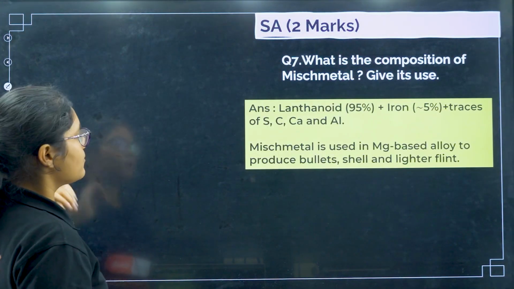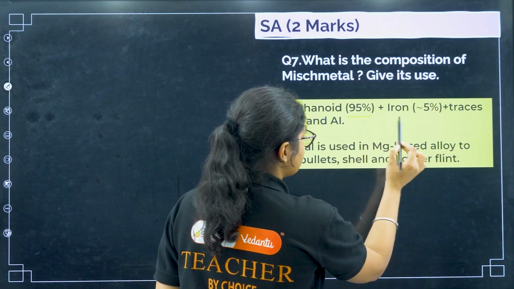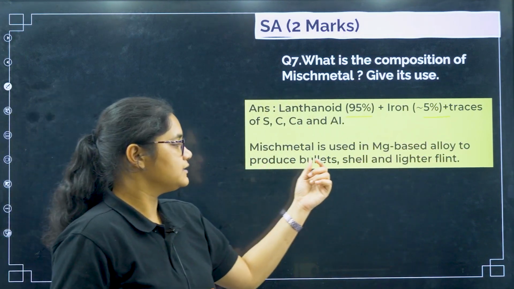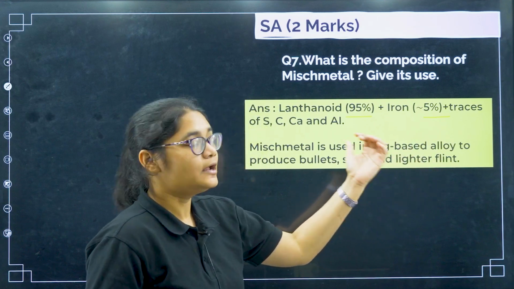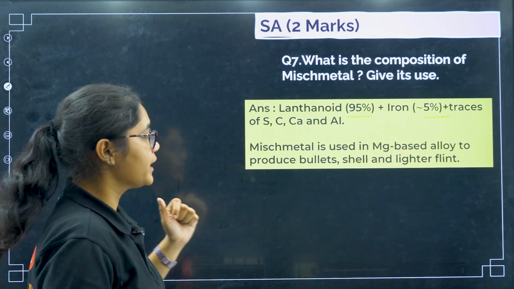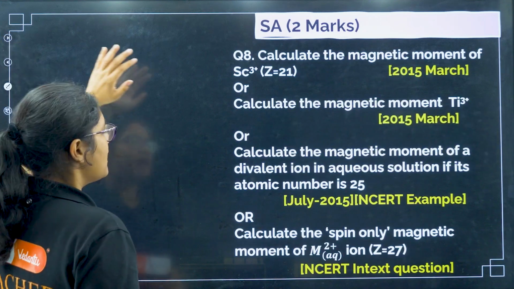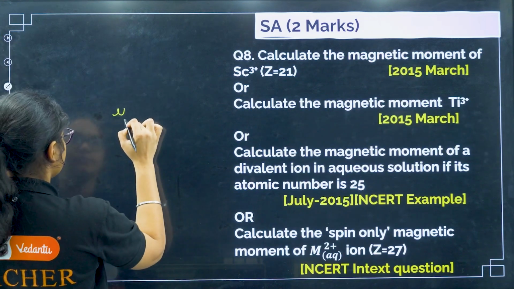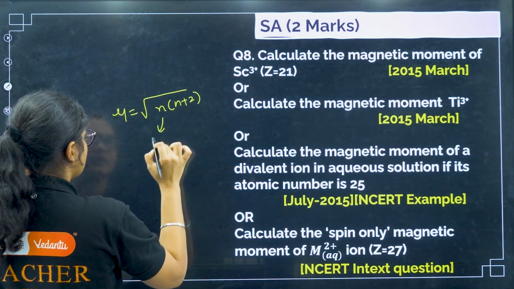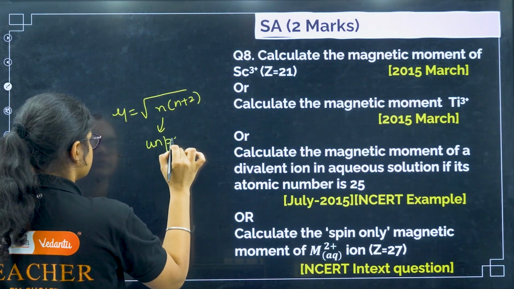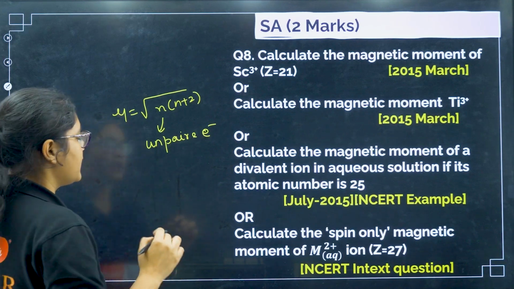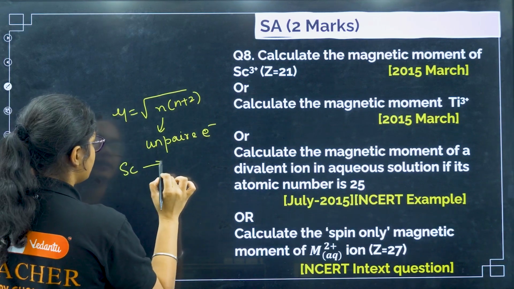Next, mischmetal composition is very important. Lanthanide is 95%, iron is 5%, and other elements. Mischmetal is used in magnesium based alloy to produce bullets, shell, and lighter flint. Next, how to calculate the magnetic moment. mu is equal to root over n into n plus 2, where n is the number of unpaired electrons. For this you should memorize the electronic configuration from scandium to zinc.